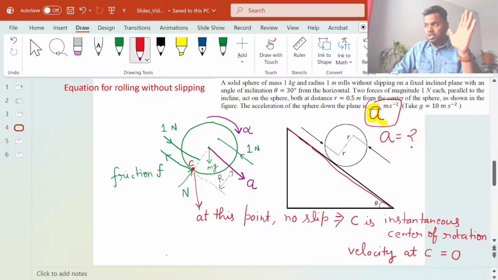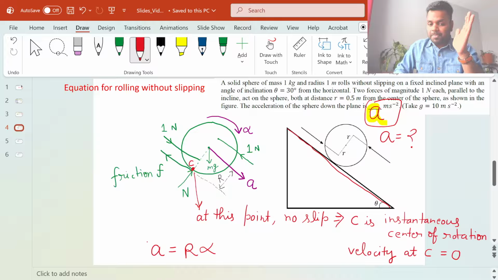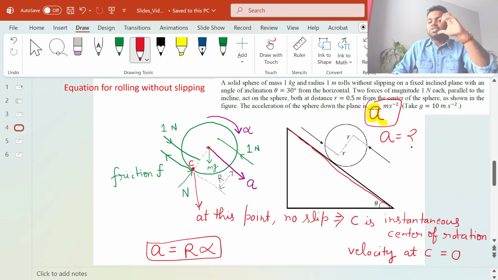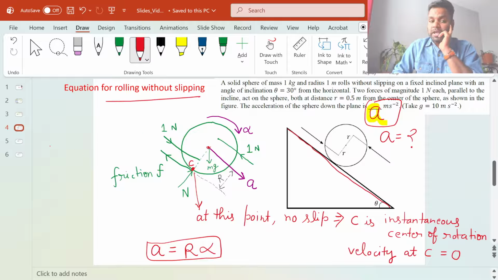And you must know these formulas in the exam. You won't have time to think about this, right? You must know it. So the formula for rolling without slipping is straightforward. That is A equal to R alpha. R is the distance between the center and point C, which is the radius of the sphere. A equal to R alpha, right? So that is your one equation from rolling without slipping.